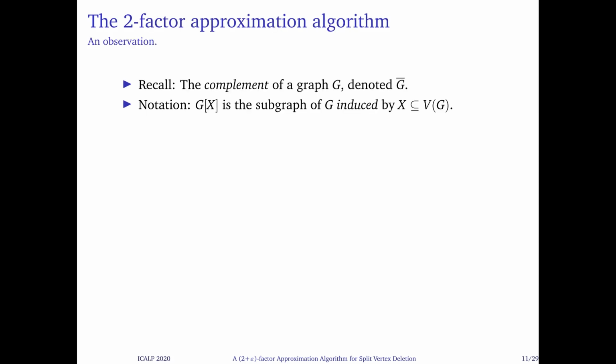Now let's look at how we get the two-factor approximation algorithm which runs in quasi-polynomial time. We start with a simple observation. Recall first that the complement of a graph G, denoted G bar, is the graph obtained from G by making every edge in G a non-edge and every non-edge in G an edge. We use the notation G of X to denote the subgraph of G induced by the set X.